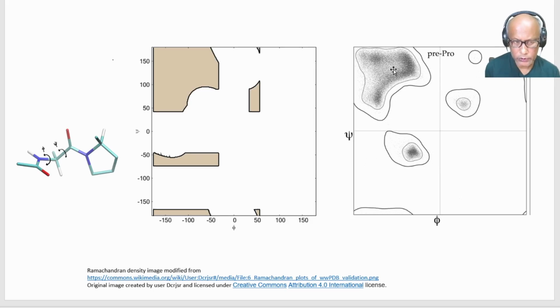This is important because when you are designing structures and building an alpha helix and you want to stop at some point, one good idea will be to place a proline residue there. And the reason is that proline disfavors alpha helix quite a bit.